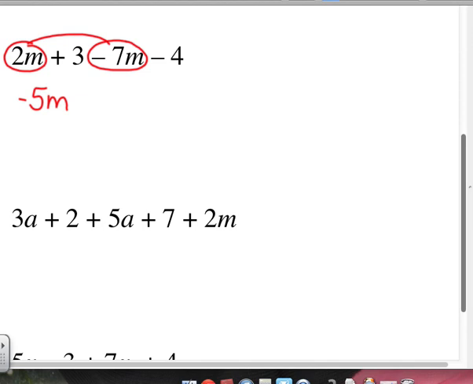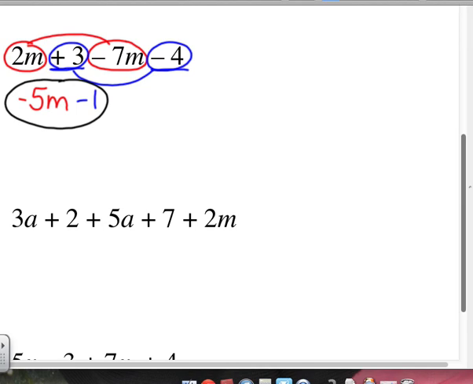And I see I've got a plus 3 here with no variable, and I've got a minus 4 with no variable. So my no variable guys can go together. And what's 3 minus 4? It's negative 1. That's your final answer. Negative 5m minus 1. Can't combine those because they're not like terms.